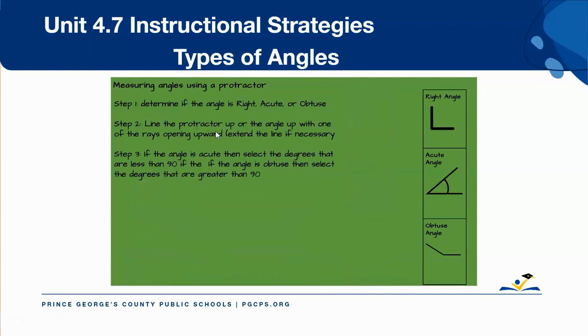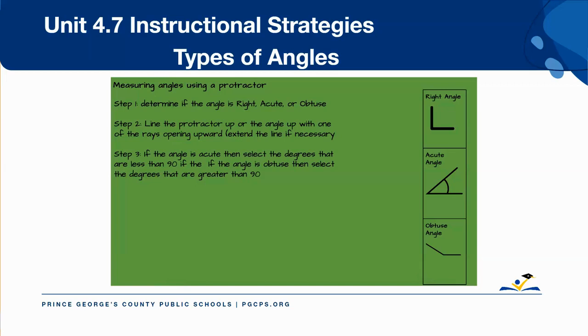Line the protractor up or the angle up, one of the rays opening upward and extending the line if necessary. How are they extending the line if necessary? Is that an instructional implication? Are they just guessing? Well, if you see a student not doing this correctly during class, then you have the opportunity to guide that student into saying, is there something you can use to extend that line on your desk? Right? Or pick up this paper. Line this up. That's different.